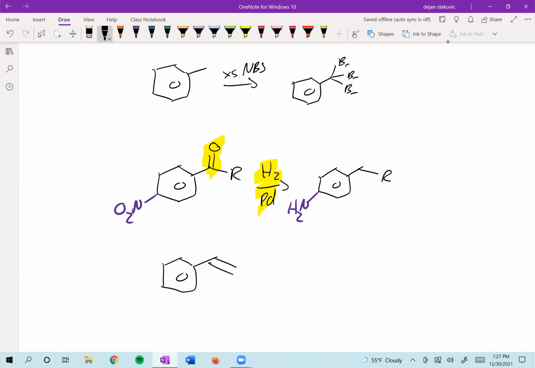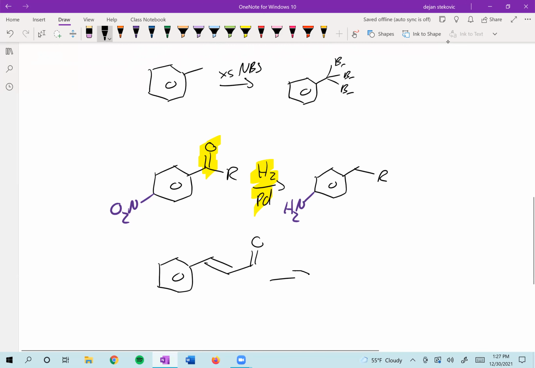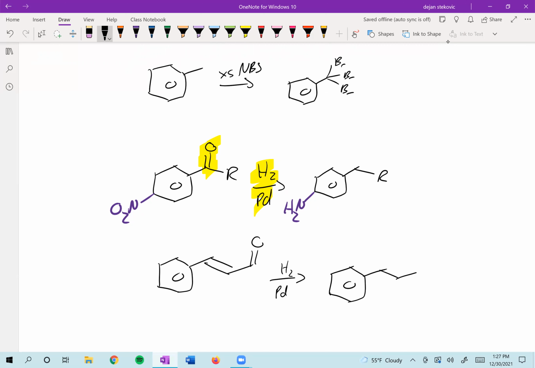If they're not in the benzylic position, for example, this aldehyde right here, you will not reduce that aldehyde. You will reduce, of course, the alkene into an alkane, as we've seen plenty of times before. So just some additional reactions to keep in mind.